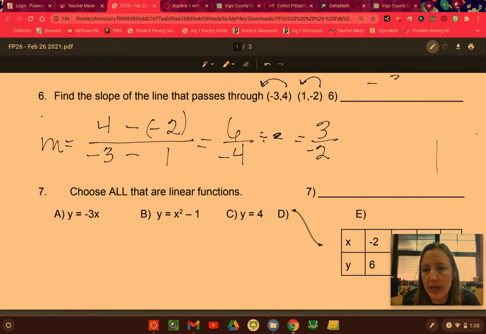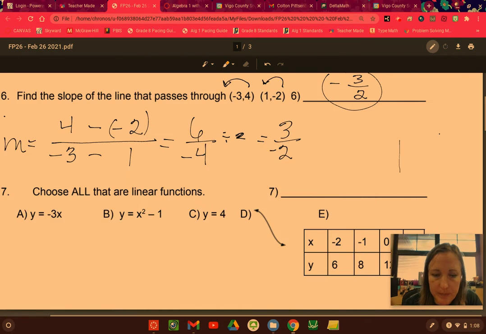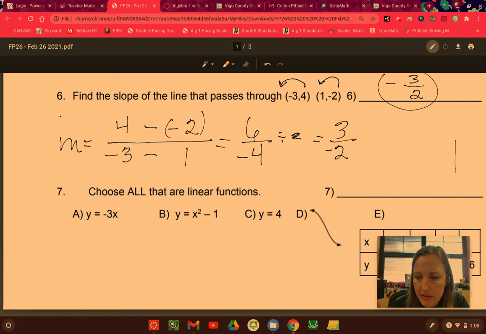We always want to try to put our slope into simplest form. Now, that doesn't mean I need to make it a mixed number. Slope is best left improper. Okay?